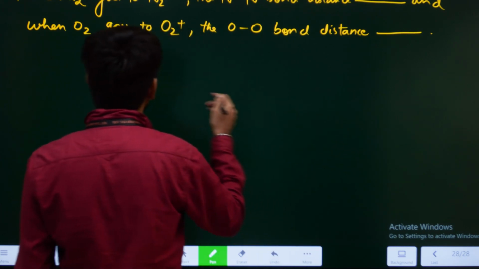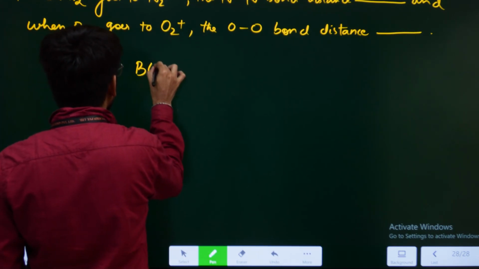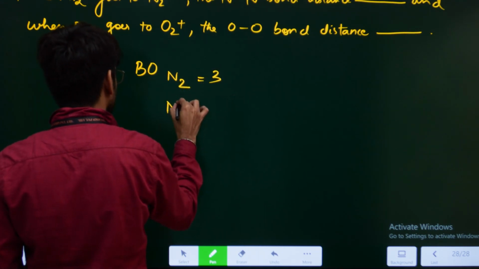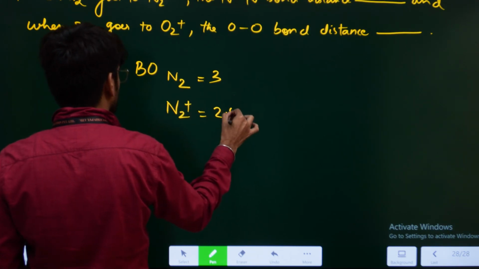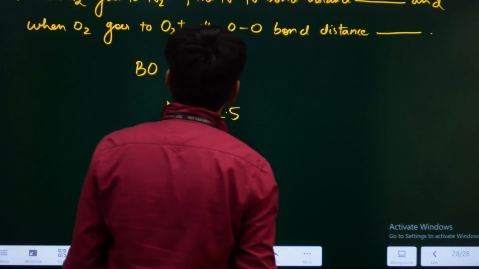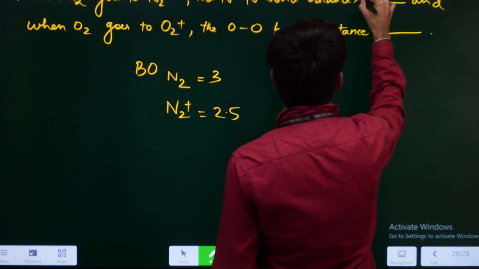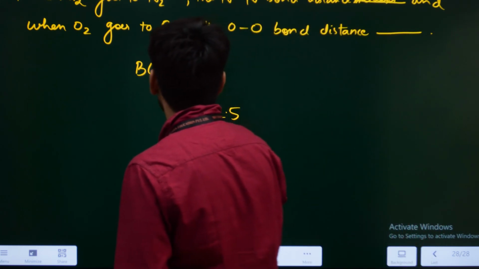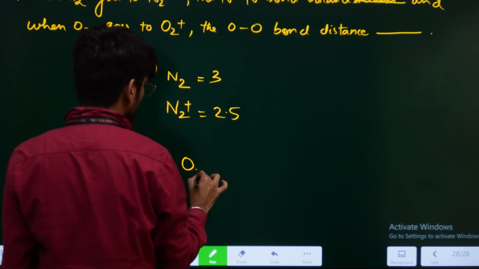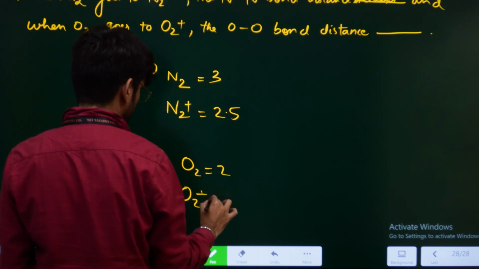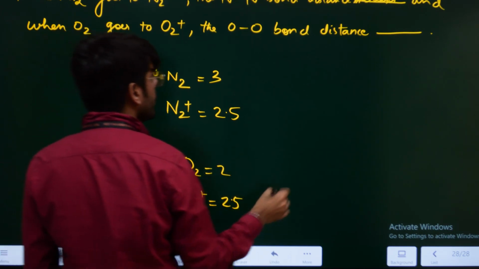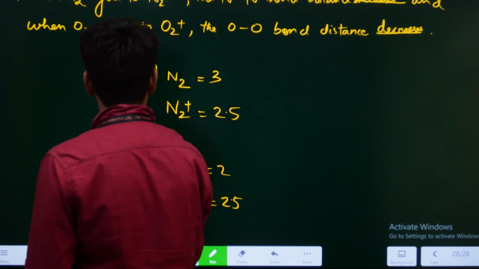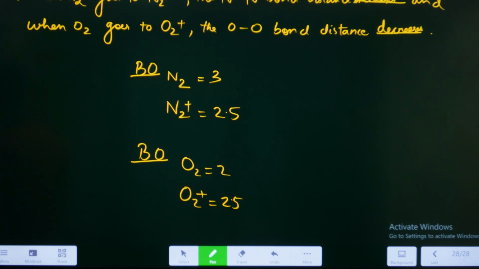Sorry. First of all, tell me what is the bond order for N2? 3, and N2 plus? 2.5. Bond order is decreasing, so bond length is increasing. And what about the next one? What is the bond order of O2? 2, and O2 plus? 2.5. Bond order is increasing, so bond distance decreases. Tell me if this is clear.